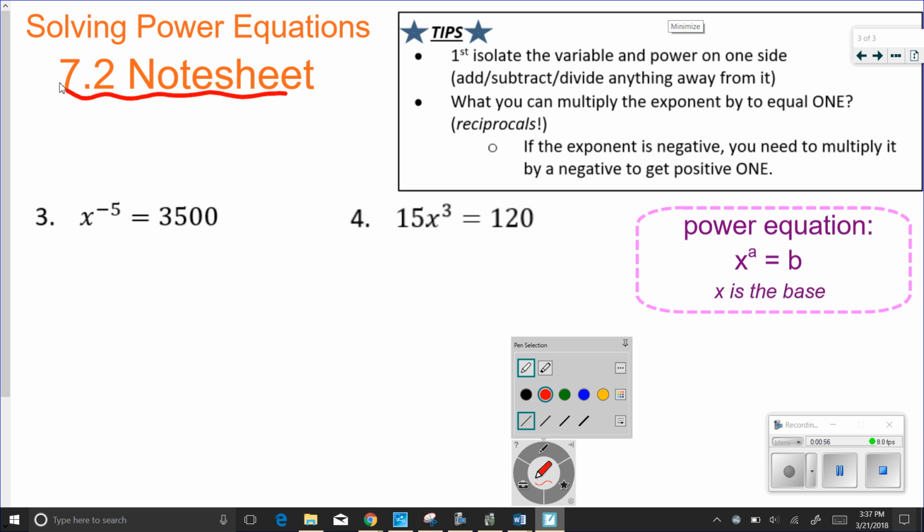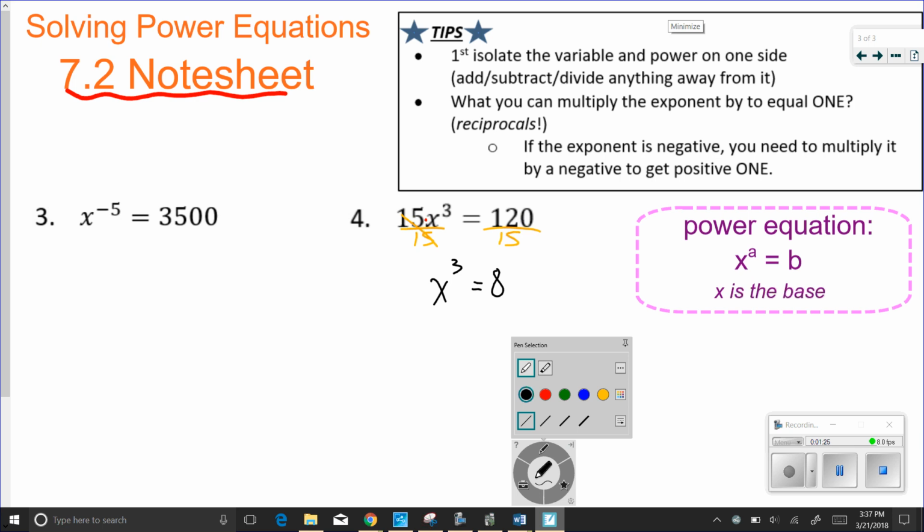So I have a couple tips here of how to solve these, and just like a lot of other equations, when we try to solve for x, you want to isolate the variable to one side of the equation. So if you look at number 4, where you have 15 times x to the power of 3, the first thing you're going to do there is divide both sides by that 15. So then you get the equation x to the power of 3 equals 120 divided by 15, which is 8.